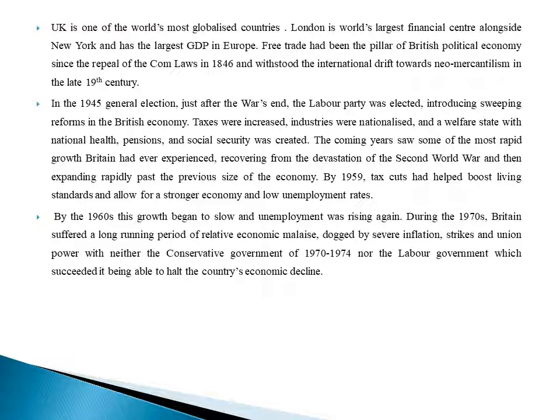By 1959, tax cuts had helped boost living standards and allow for a stronger economy and low unemployment rates. By the 1960s, this growth began to slow and unemployment was rising again. During the 1970s, Britain suffered a long-running period of relative economic malaise dogged by severe inflation, strikes, and union power, with neither the Conservative government of 1970 to 74 nor the Labour government which succeeded it being able to halt the country's economic decline.